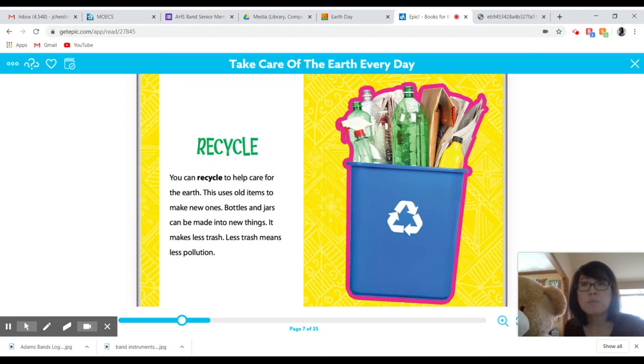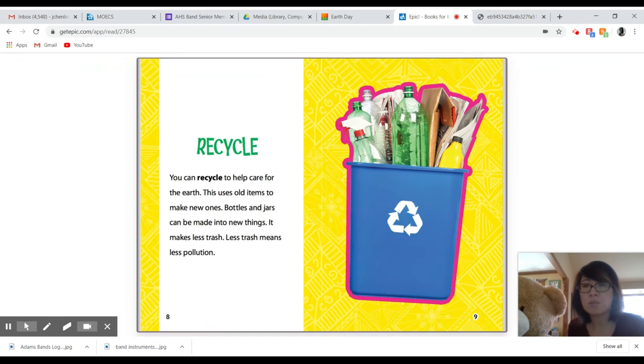Recycle. You can recycle to help care for the earth. This uses old items to make new ones. Bottles and jars can be made into new things. It makes less trash, and less trash means less pollution. Boys and girls, did you notice another bolded word on that page? That's a key word.